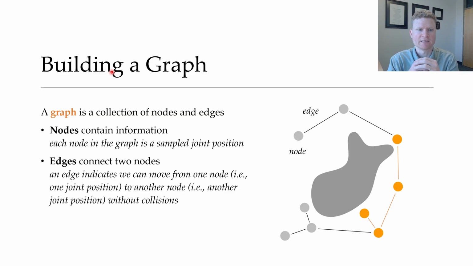And the first thing we need to understand is this graph. And this is going to be a data structure that we use when we're trying to find these paths from our start to the goal using the RRT algorithm. So at a high level, a graph is just a connection of nodes and edges. And I've got some images here on the right to illustrate this point. Here's a node, and a node just contains information. In our context, each node is going to be a sampled joint position. So this is a joint position my robot could move to. And then an edge just connects the nodes. In our context, it's telling me that I can move from this joint position to this joint position without having a collision. All right, so that's a graph.